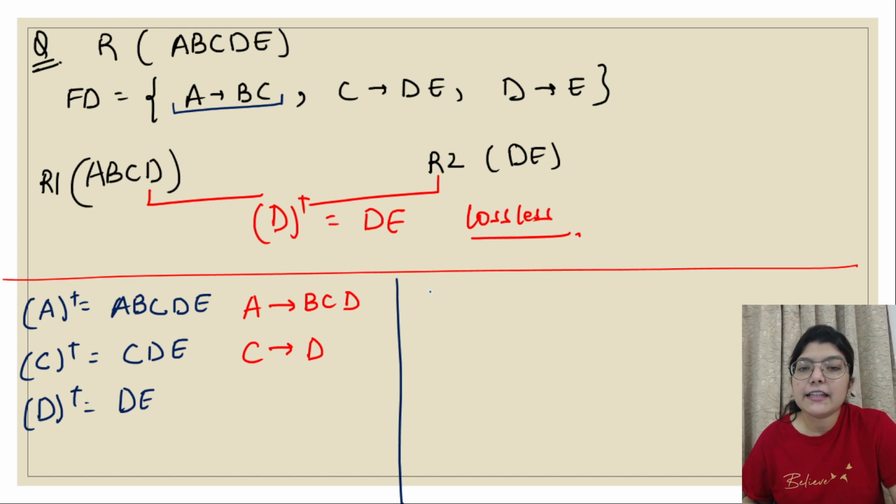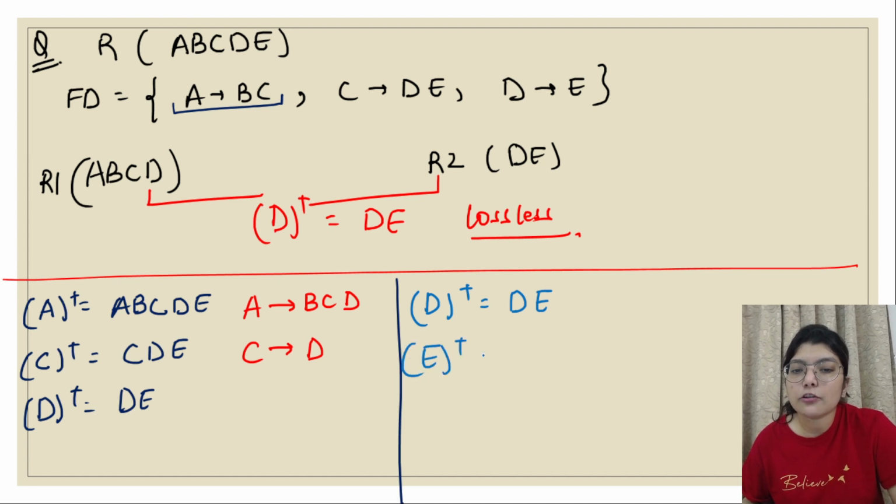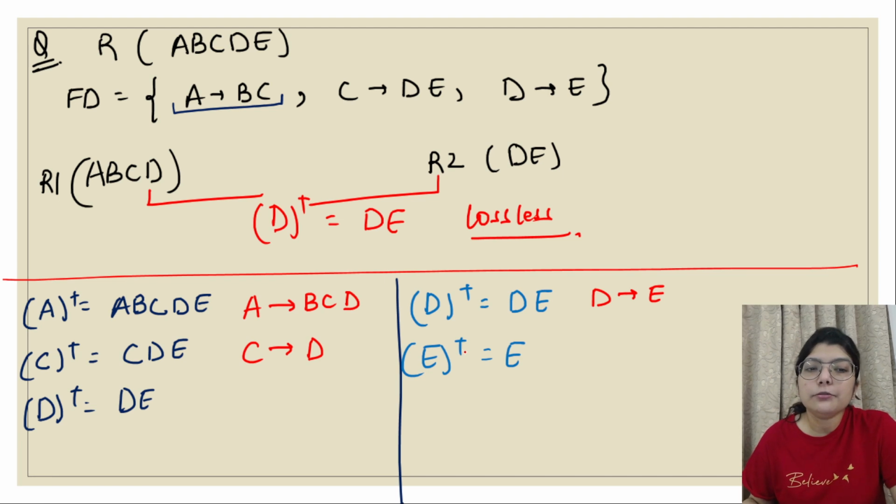Next we have DE. So I'll take the closure of D. What is the closure of D? D and E. What is the closure of E? The closure of E is simply E. So what relation am I getting over here? Sorry, the functional dependency D to E. Right. Now what will you do?